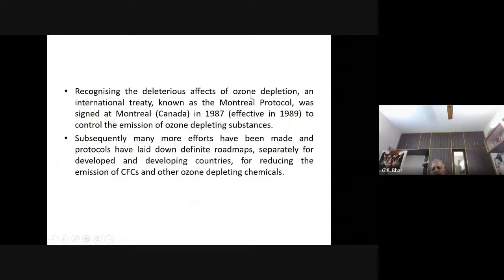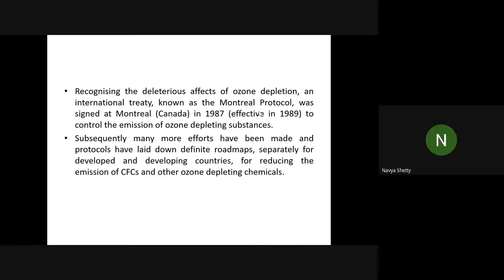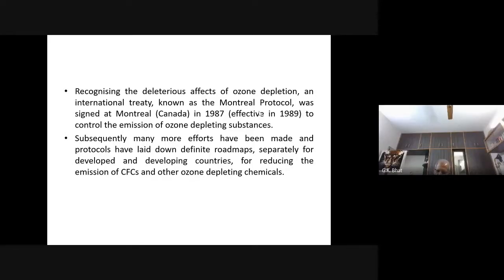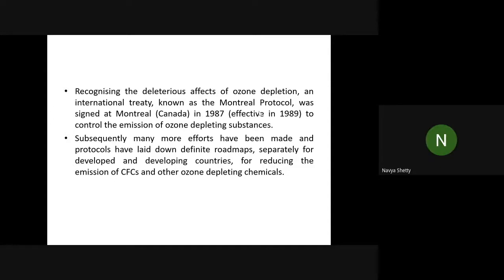Recognizing the deleterious effects of ozone depletion, an international treaty known as the Montreal Protocol, very important. You must know which protocol is related to what. You heard about Earth Summit. Have you heard about Earth Summit? Yes, sir. Concerned with what? For the conservation of biodiversity.